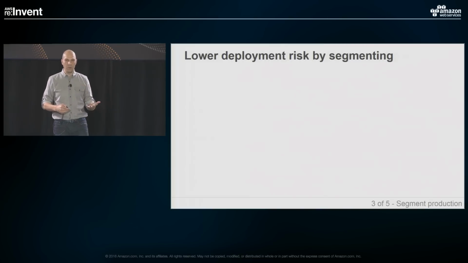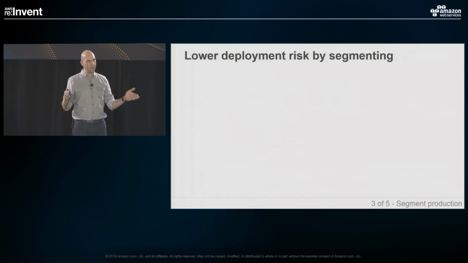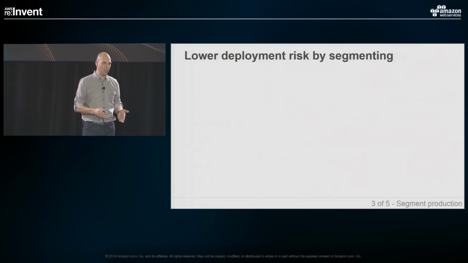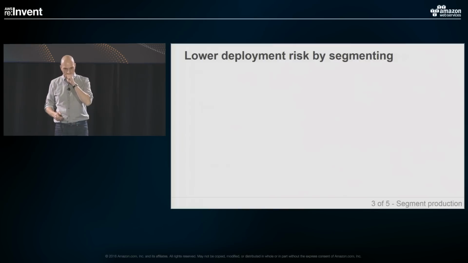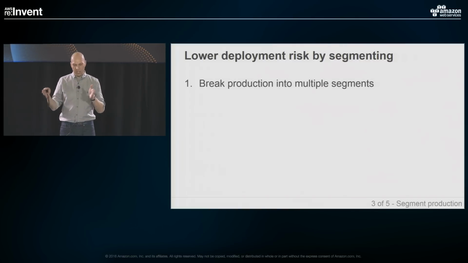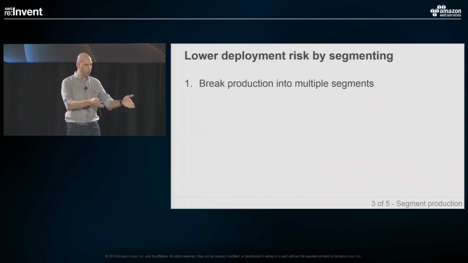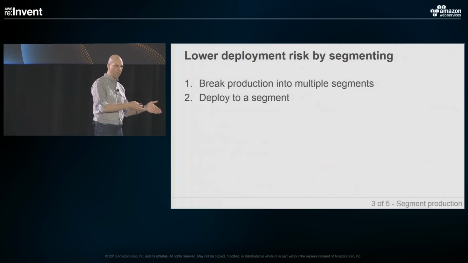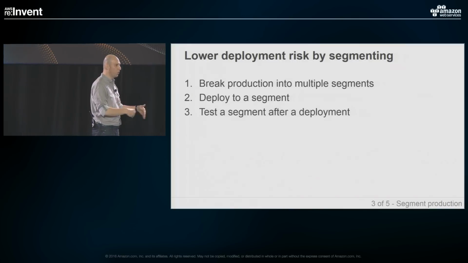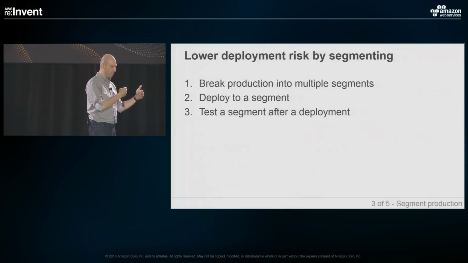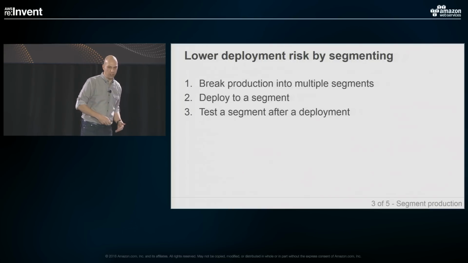So we're going to reduce the risk of affecting all customers by segmenting production into pieces. Now, once we've segmented into multiple pieces, we're going to deploy to a segment, we're going to run tests on that segment, and then we're going to continue to deploy and test until we've got code out to all segments in production.